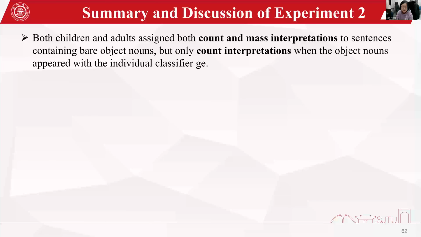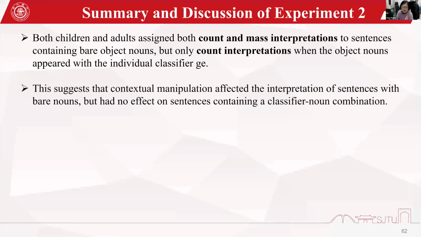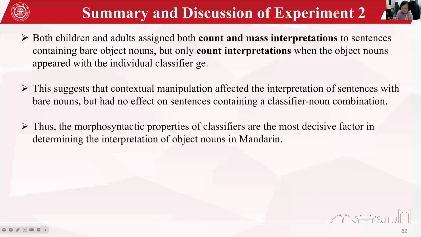Okay, so let me summarize the findings in experiment 2. We can see that both children and adults assigned both count and mass interpretations to sentences containing bare object nouns, but only the count interpretation when the object nouns appeared with the individual classifier ge. So this suggests that contextual manipulation affects the interpretation of sentences containing bare nouns, but has no effect on sentences containing classifier-noun combinations. So these morphosyntactic properties of classifiers are the most decisive factors in determining the countability of object nouns in Mandarin.